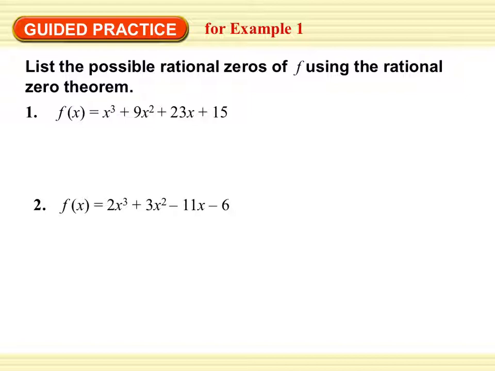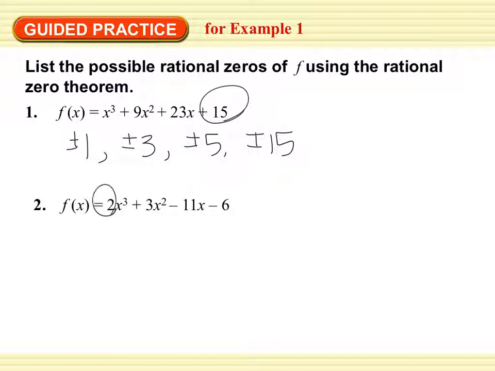I'm not going to write out everything this time. I'm going to try to simplify my work. Luckily here my leading term is a 1, so that makes it a little bit easier. So I've got just the 15. 1, 3, 5, and 15. Here we have a 2 and a 6. So my numerator, 2 times 3. I'm going to divide that by, nope, I don't have to do that, right?